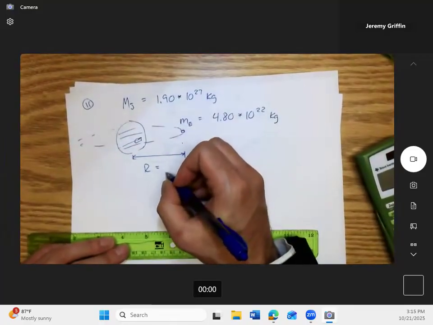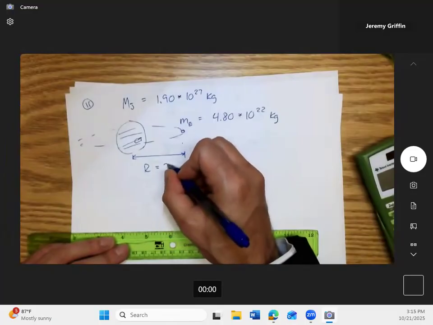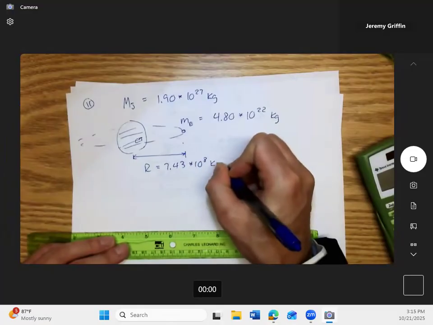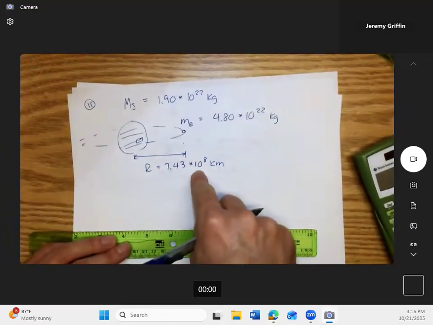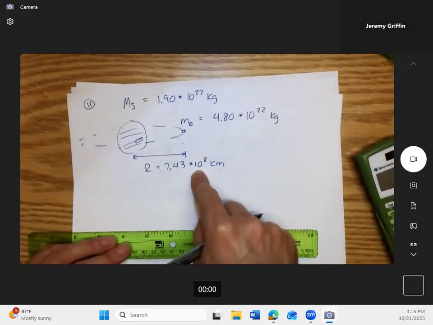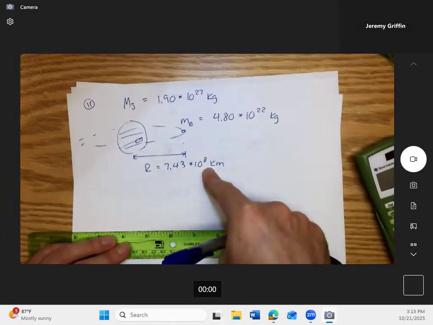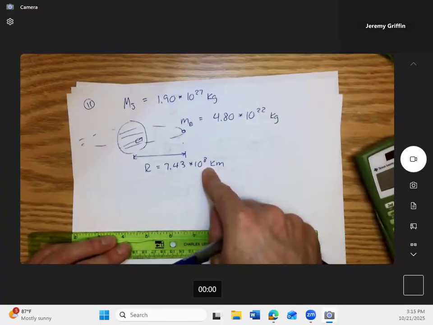Now they listed this as 7.43 times 10 to the 8 kilometers. Okay, so do you want to plug that number in a calculator to make calculations? No. Why? What's wrong with that? The total distance, the radius. Yeah, I don't want kilometers. I want what? Meters. Okay.